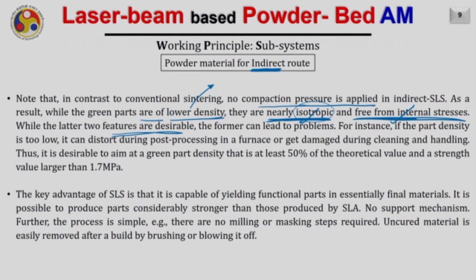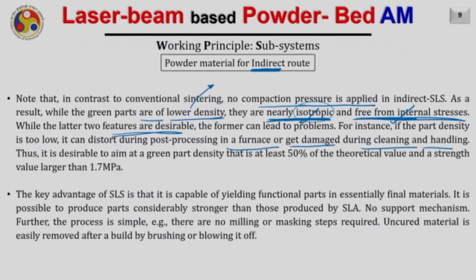So, for instance, if the part density is too low, it can even distort during the post processing in the furnace or get damaged during cleaning or handling the part while taking it from one place to another. Thus, it is desirable to aim at a green density that is at least 50% of the theoretical value of the final part and a strength value larger than around 1.7 megapascal, so that we can efficiently handle it.